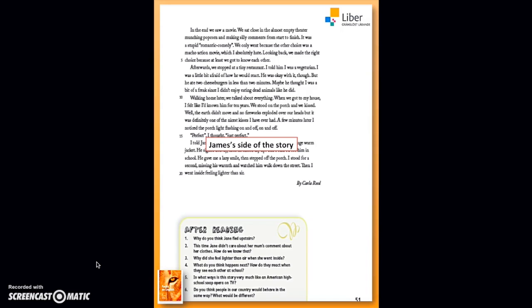The after reading question has a very interesting one in the number 5. In what ways is this story very much like an American high school soap opera on TV? Now, such TV series are full of stereotypes. And when there is especially a girl character who displays more male-like characteristics, she's usually described as being cool, being rebellious, sometimes a bit difficult. Why is that then? And how come these soap operas are so full of stereotypes that most of us probably do not agree with?